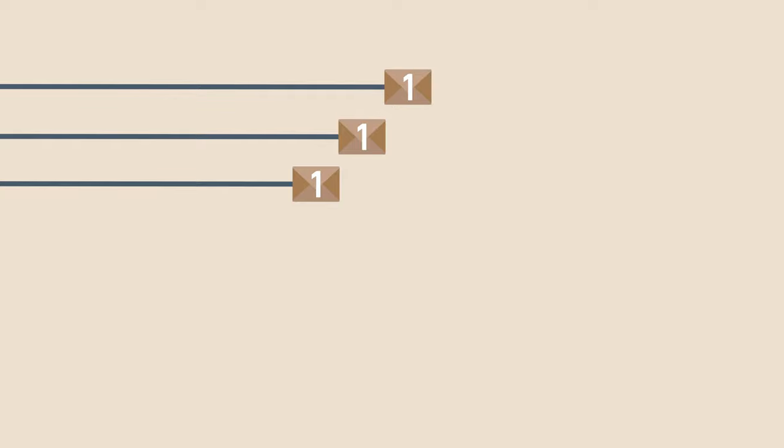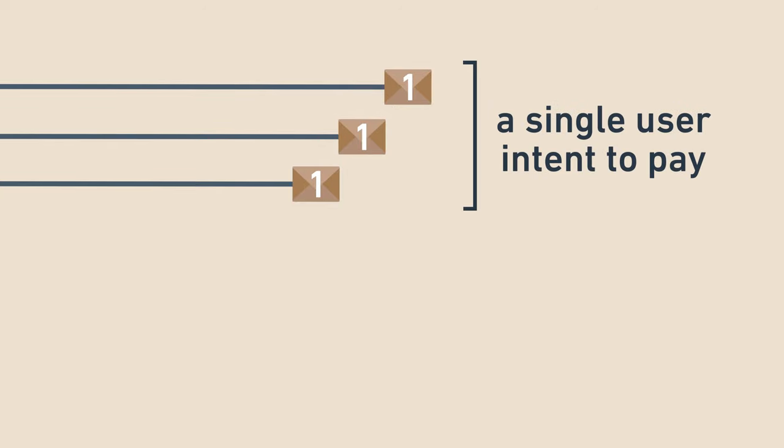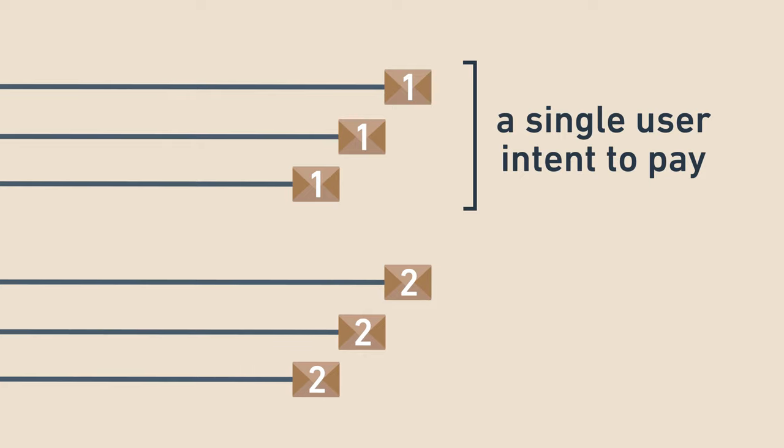You can think of the request ID as representing the user's intention to perform a payment. Each unique user intention results in a single request ID, shared by one or more network requests. In this scenario, I only intend to make a single payment, and therefore there is one unique request ID shared by one or more network requests. If I wanted to make a second payment, the network requests for that payment would share a different request ID.